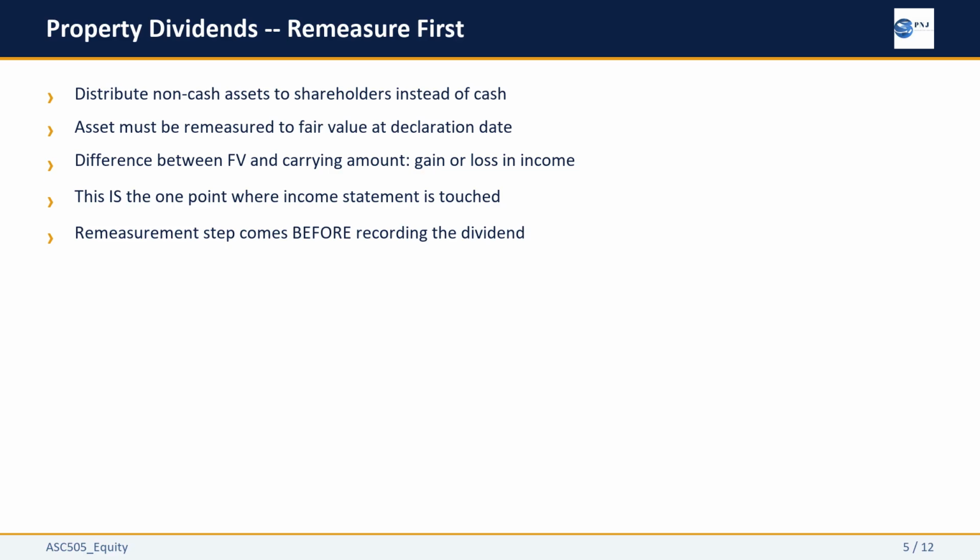Property dividends occur when a company distributes non-cash assets such as investments or real estate to shareholders instead of cash. The accounting has a 2-step sequence, and the order matters. Before you record the dividend itself, you must remeasure the distributed asset to its fair value at the declaration date. The difference between fair value and carrying amount is recognized as a gain or a loss in the income statement right at that moment. This is the one place in dividend accounting where the income statement is affected, but it is the remeasurement that causes it, not the dividend recording itself.